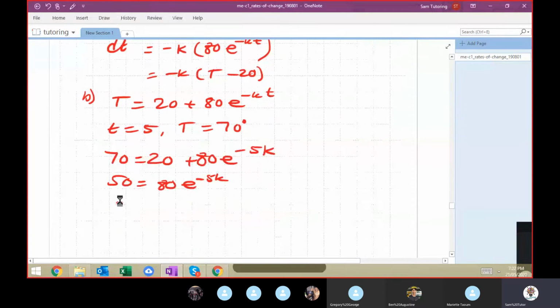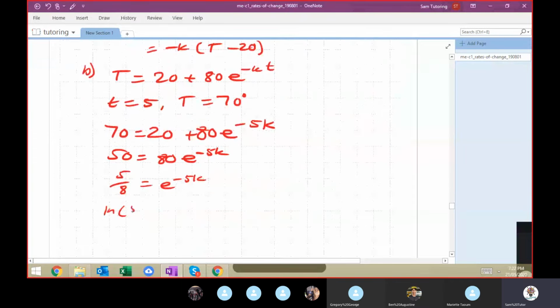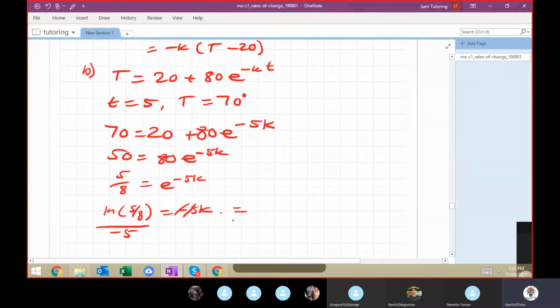Divide by 80. Maybe you guys are getting it. Log both sides. Divide by -5. And you'll get your answer, 0.094. Again, shift store A. I store it as A, so we write that, but we use the whole answer.